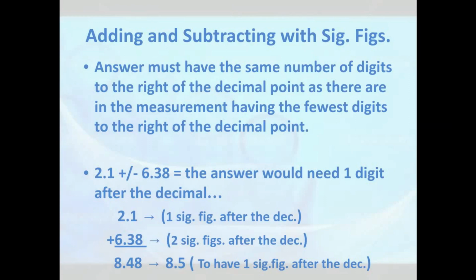So if you can see, we're adding 2.1 plus 6.38, which on our calculator will give us 8.48. But since we only want to keep 1 significant figure after the decimal, we're going to round that 0.48 to 0.5. So that would be our answer.